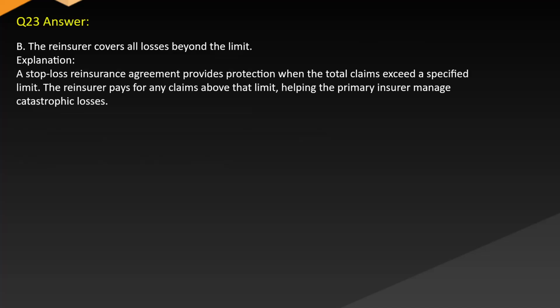Answer: B. The reinsurer covers all losses beyond the limit. Explanation: a stop-loss reinsurance agreement provides protection when the total claims exceed a specified limit. The reinsurer pays for any claims above that limit, helping the primary insurer manage catastrophic losses.